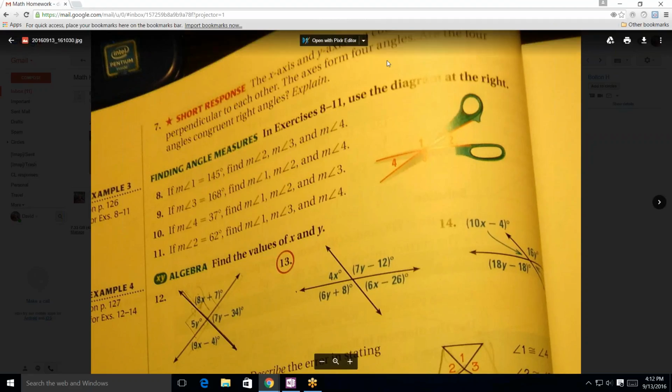I can't quite see the top of this page, but as much as I can read is the x-axis and y-axis, what's the rest of that? Oh, they are perpendicular to each other. Okay, and the axes form 4 angles. Oh, yeah, I already answered that. Sorry, I already answered that one. Okay, where else?